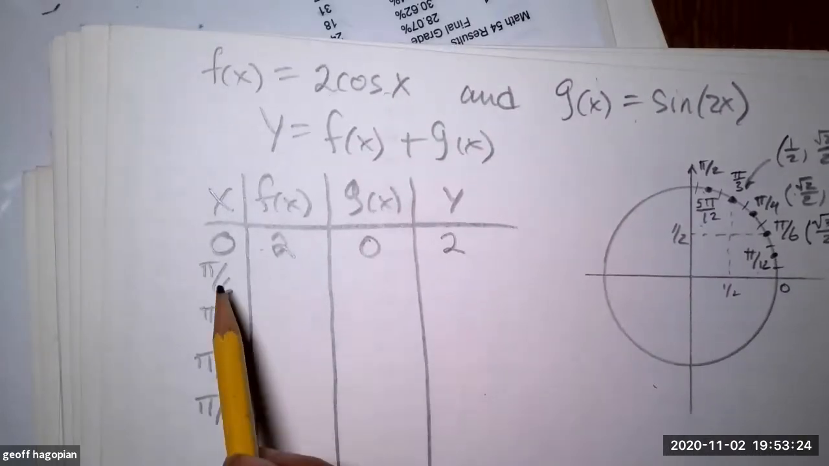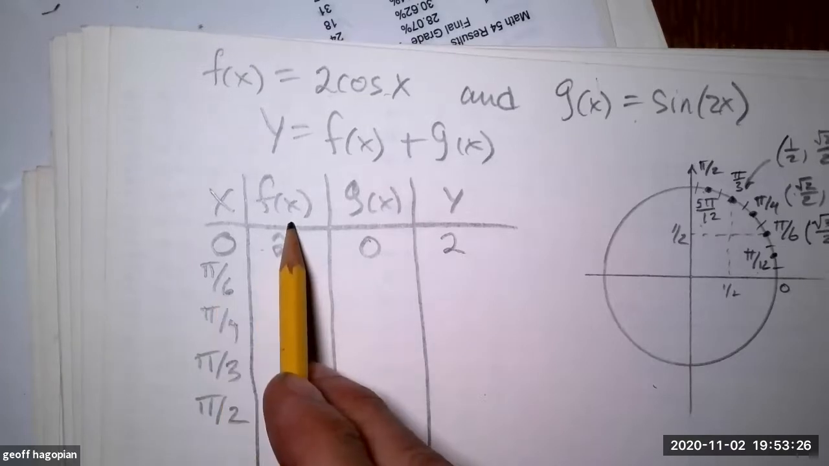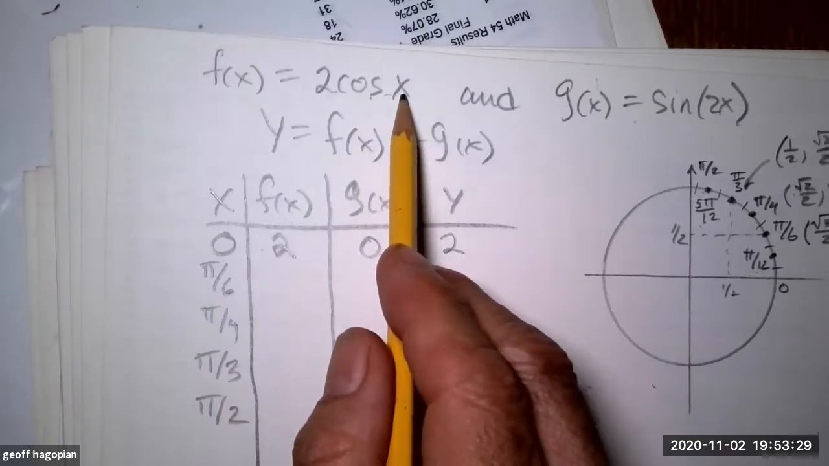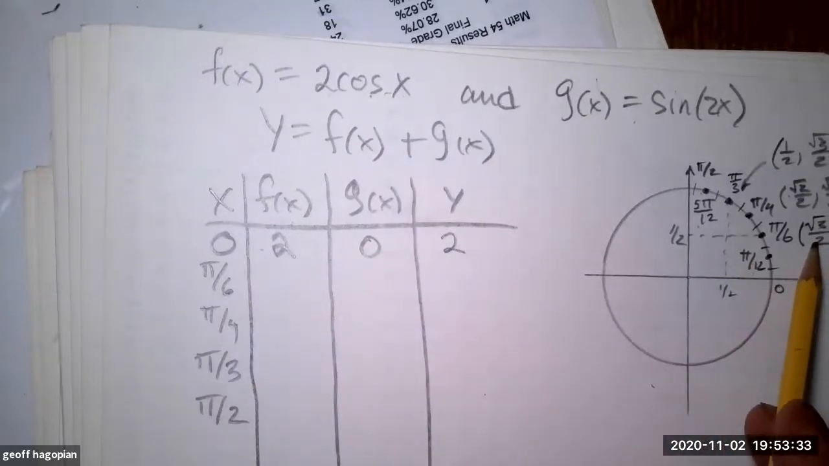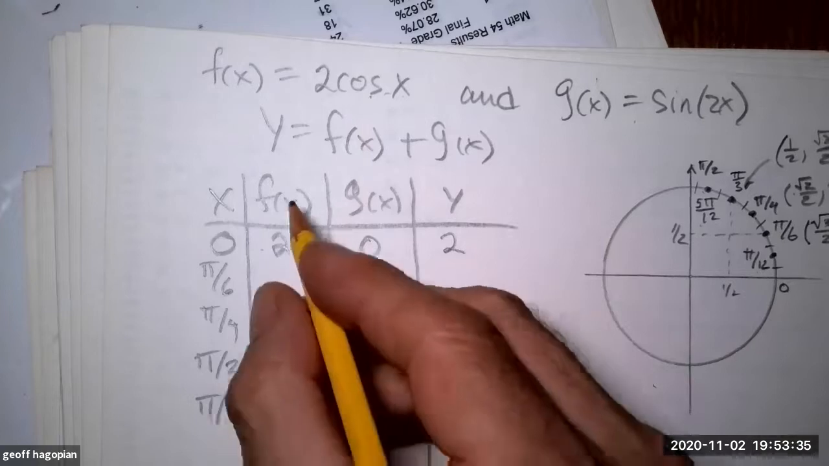So at pi over 6, f of x is cosine pi over 6 times 2. At pi over 6, the x value is square root of 3 over 2. Twice that is square root of 3.